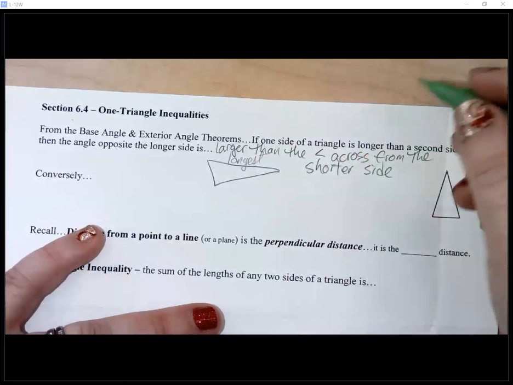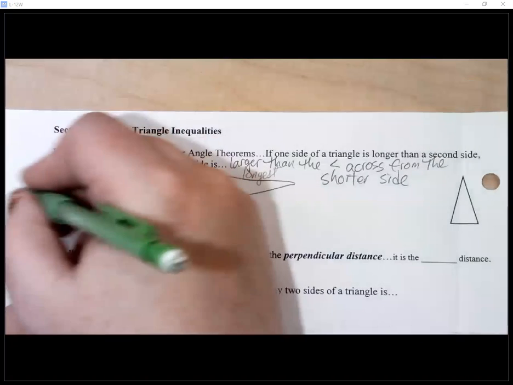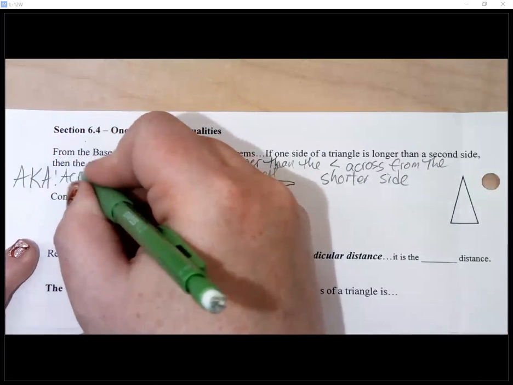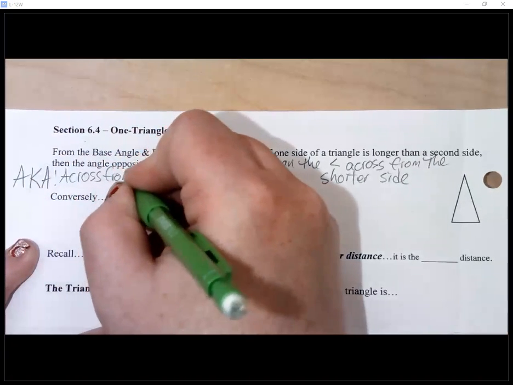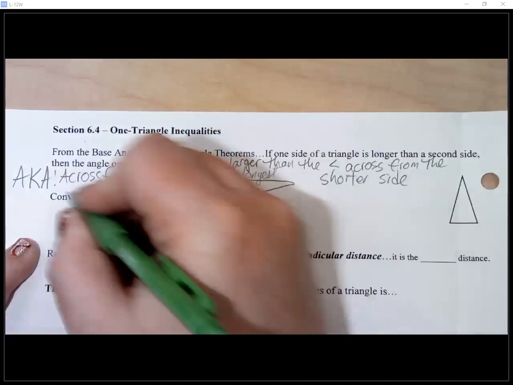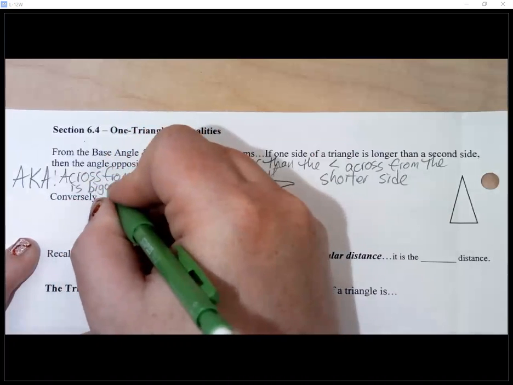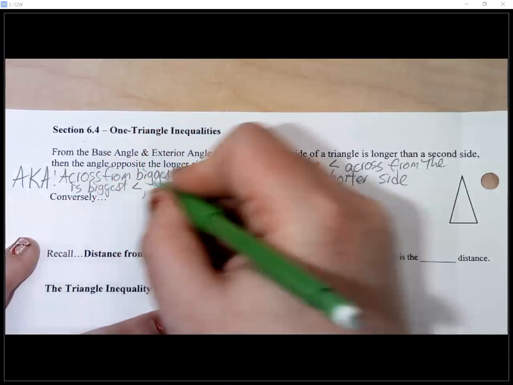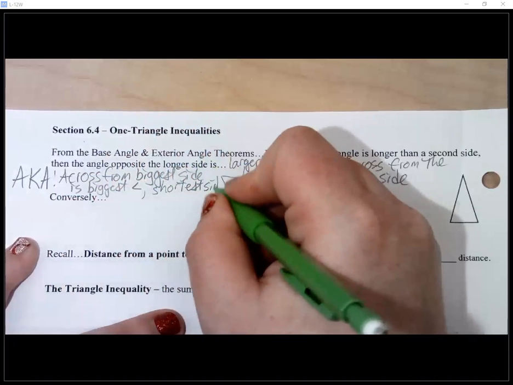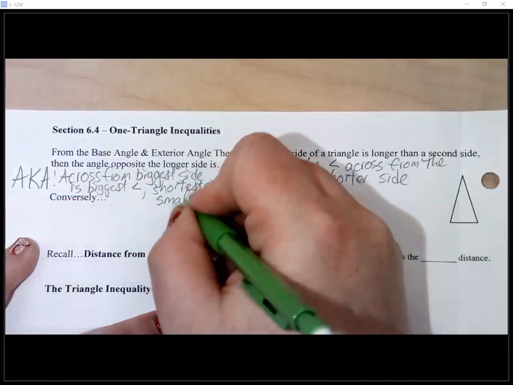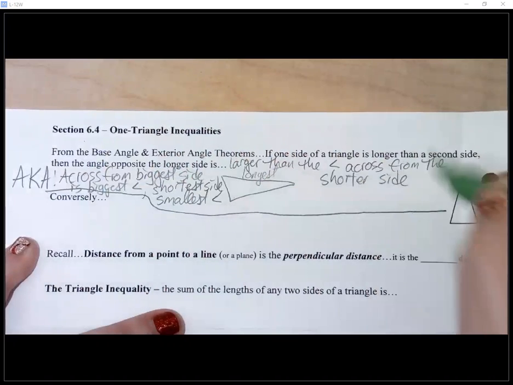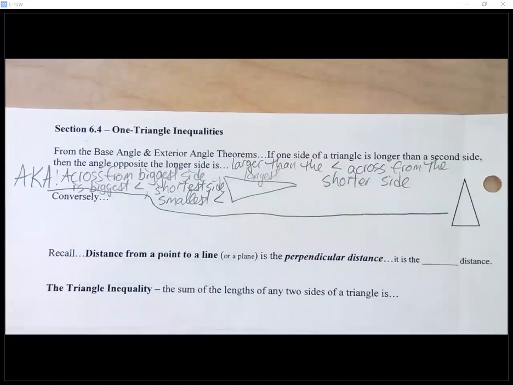So I like to put it in plain English, so I'll sneak it in over here. Also known as: across from the biggest side, it's the biggest angle. Shortest side, shortest angle, smallest angle. And then, of course, we're going to have the middle side. Middle side is across from the middle angle.